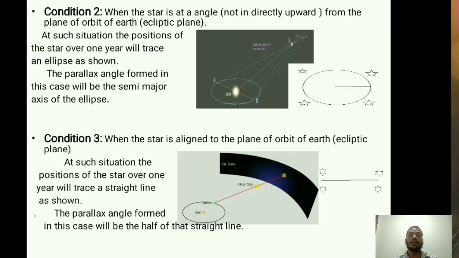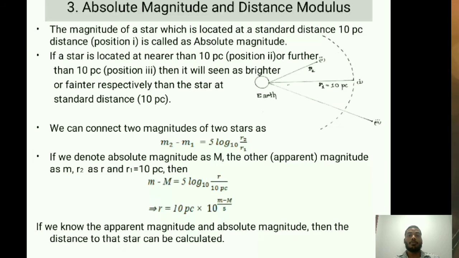Now the third technique I have studied is absolute magnitude and distance modulus. Space scientists have said that the magnitude of a star located at the standard distance of 10 parsec is called the absolute magnitude. If a star is located nearer than 10 parsec, it will be brighter, and if it is located farther than 10 parsec, it will be fainter. This is shown here with the diagram as positions 1, 2 and 3.